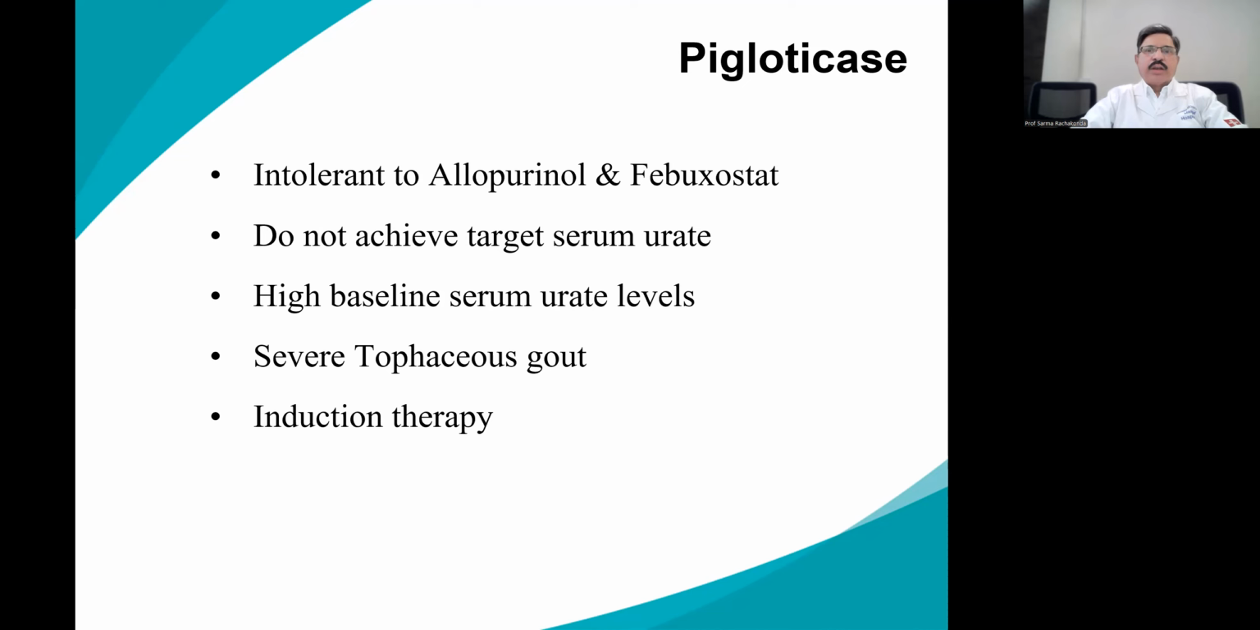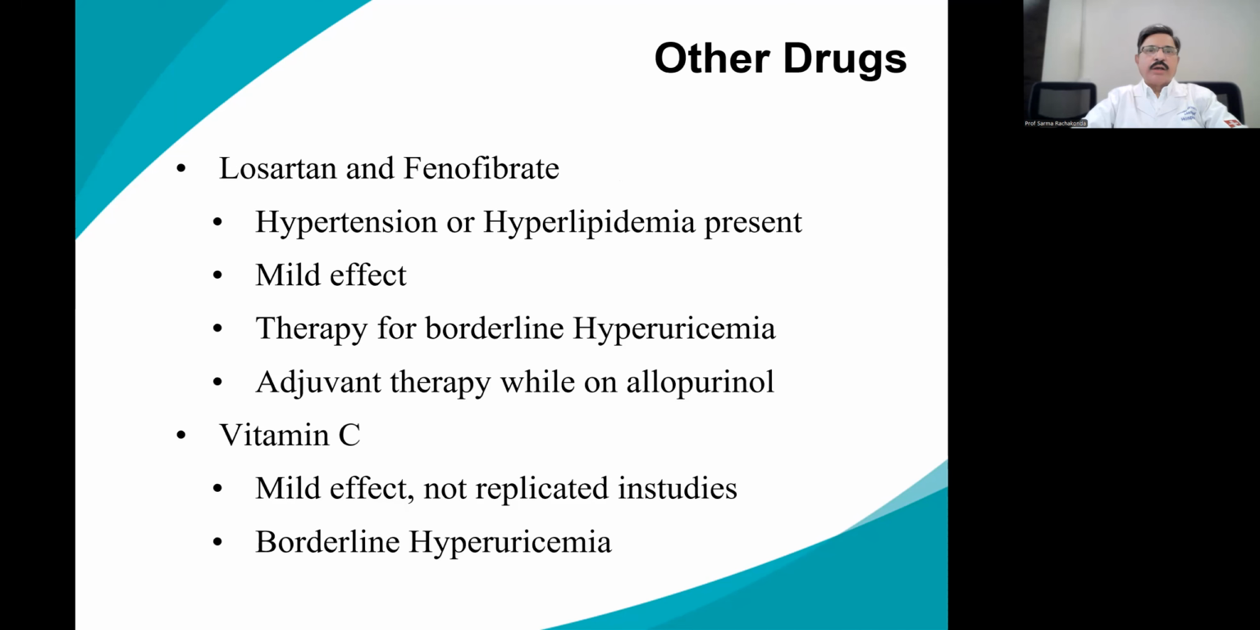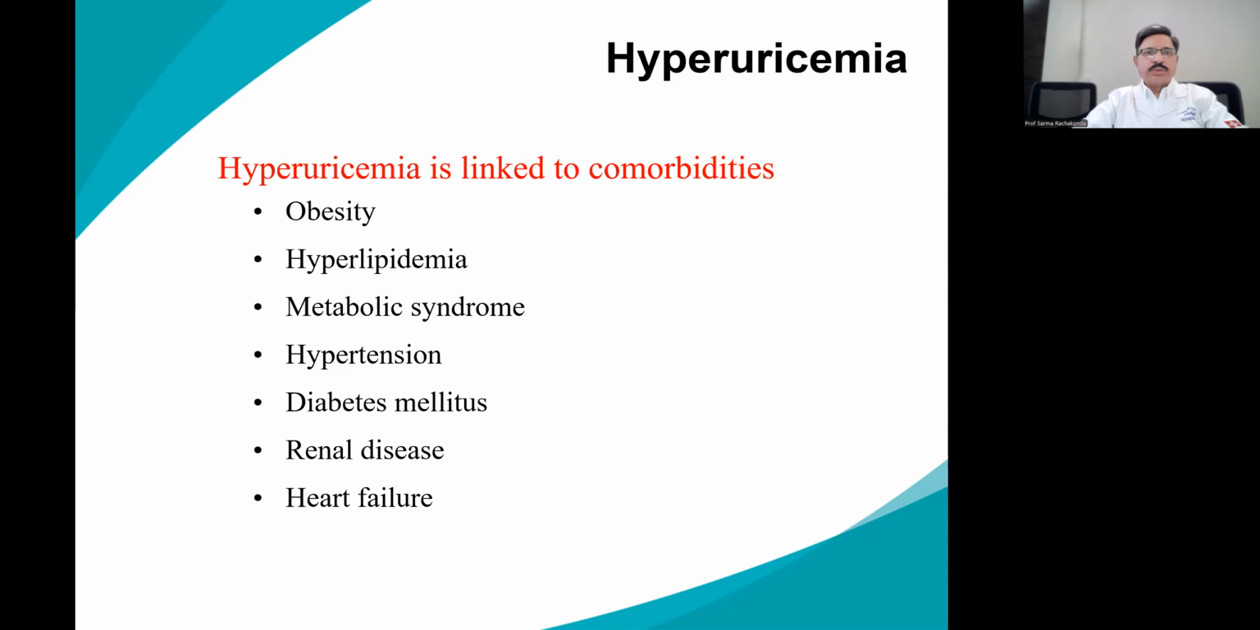Pegloticase can be used if the patient is intolerant to allopurinol or febuxostat, the target uric acid is not reached, there is a high baseline serum urate, or severe tophaceous gout. What are the other drugs? Losartan and fenofibrate: if hypertension or hyperlipidemia coexist, you can use them. They have a mild effect, as therapy for borderline hyperuricemia and adjuvant therapy while on allopurinol. Vitamin C supplementation can be used.